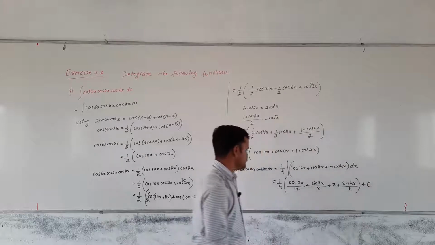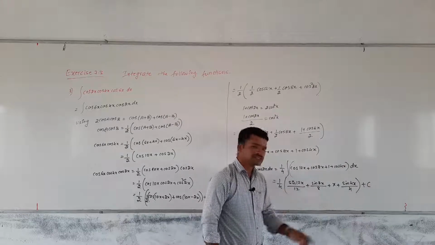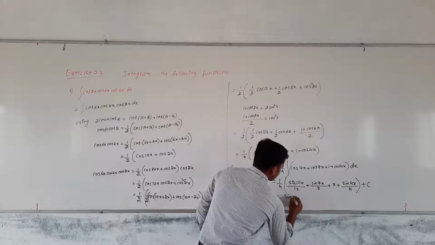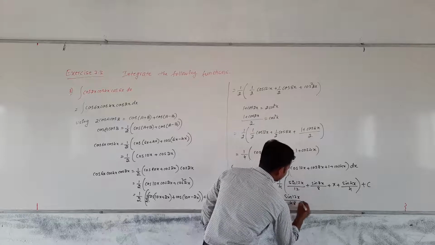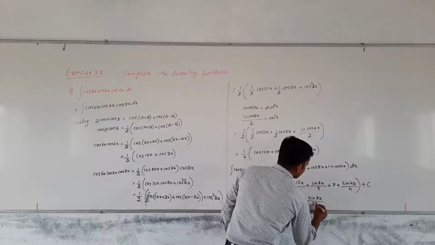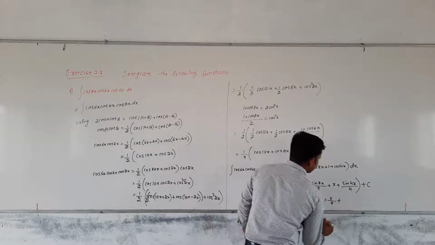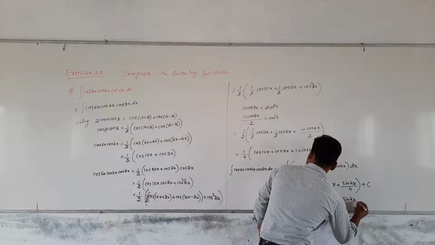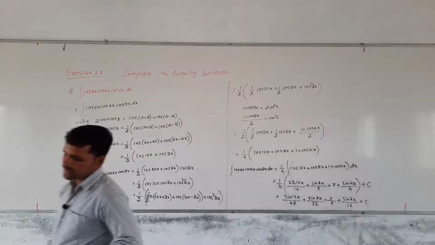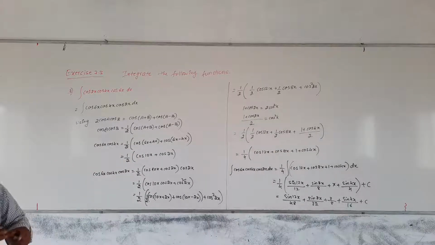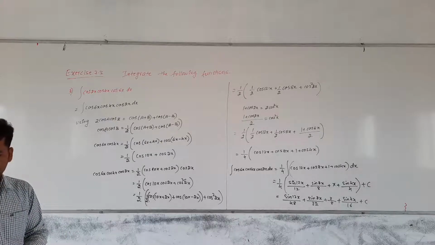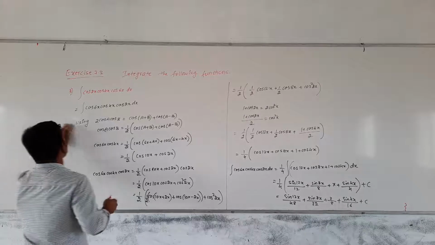Put plus c here. This 1 by 4, if you want, you can multiply with all the terms. This becomes sin 12x by 48 plus sin 8x by 32 plus x by 4 plus sin 4x by 16 plus c. This is the integral of the given function. This is about problem number 3 in the exercise 7.3. Now we go to problem number 4.